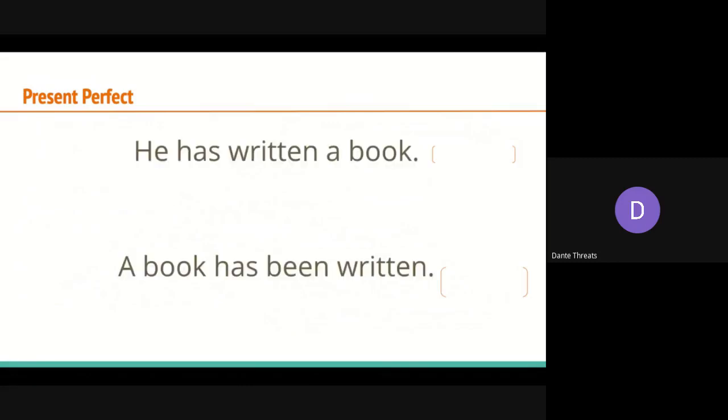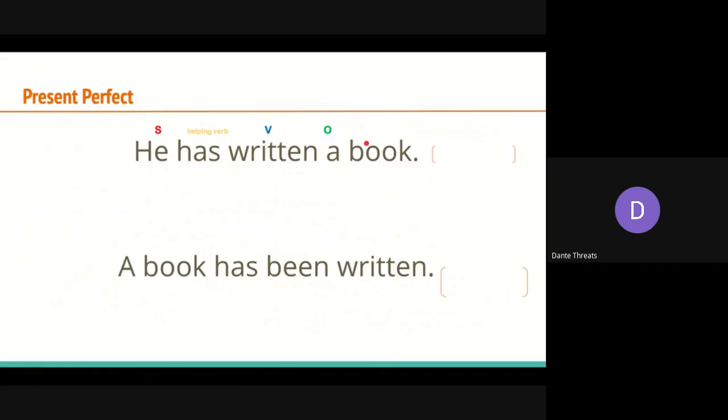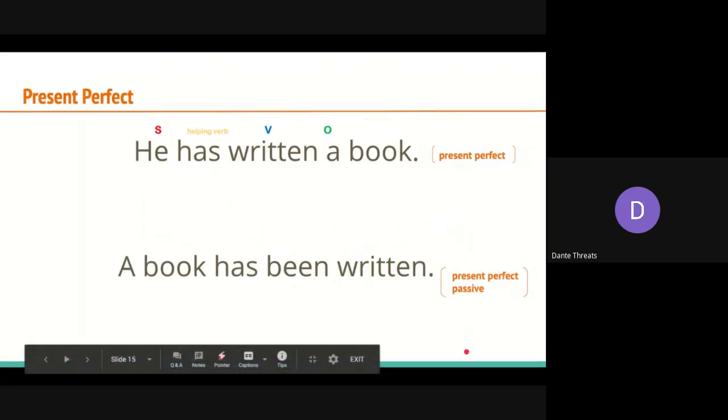Present perfect is going to be just a little different. Okay. Here we have, of course, he has written a book. Okay. The only difference from the last sentences is that now there is a helping verb. But there is still a subject, a verb, and an object. That would be the present perfect tense in the active form. All right. And then down here, a book has been written in the present perfect passive form, right?